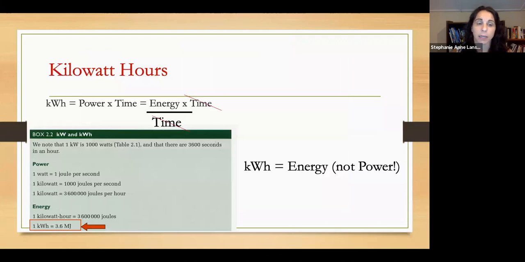Again, if we look at it, kilowatt hours equals power times time. And so it's energy per time times time. And so again, kilowatt hour is an energy unit, while kilowatt itself is the power unit. And this has a little example of that. Again, 1 kilowatt hour equals about 3.6 megajoules. So again, a kilowatt hour is an energy unit.